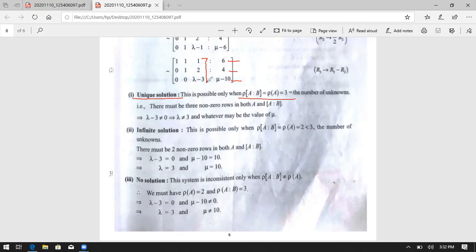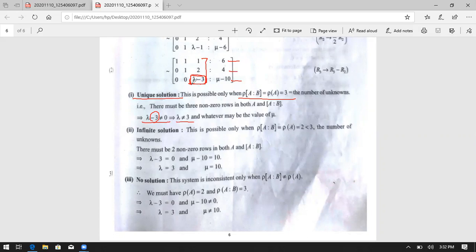Okay. Next, you know this one. Lambda minus 3 is not equal to 0. See here, this one. Lambda minus 3 is not equal to 0, then lambda is not equal to 3, since minus 3 comes to this side. Whatever the value of mu may be, you only consider this one. Okay. Next, this is the unique solution.